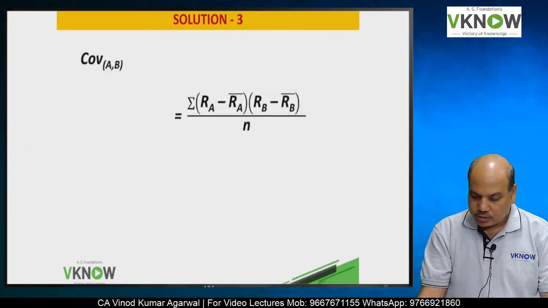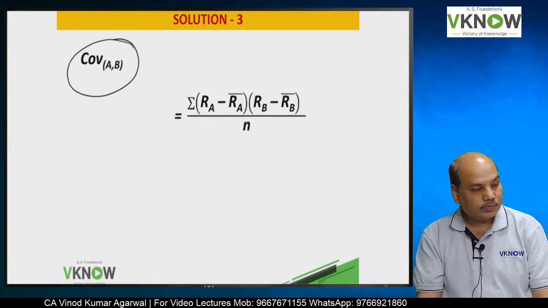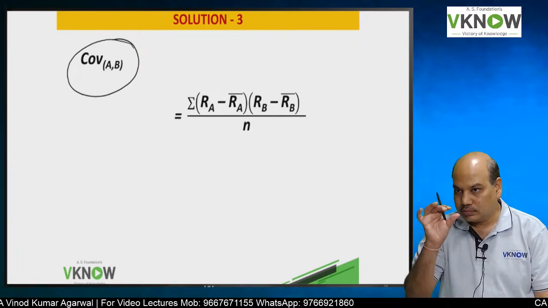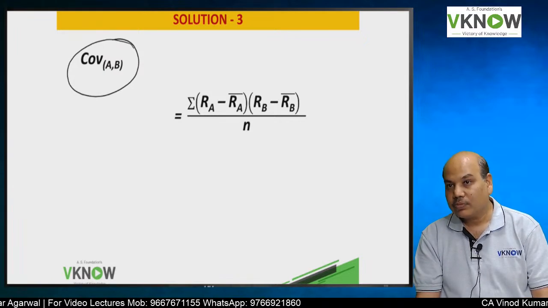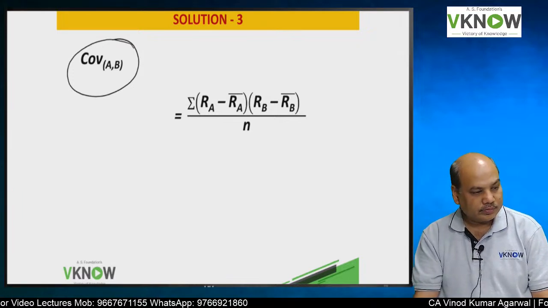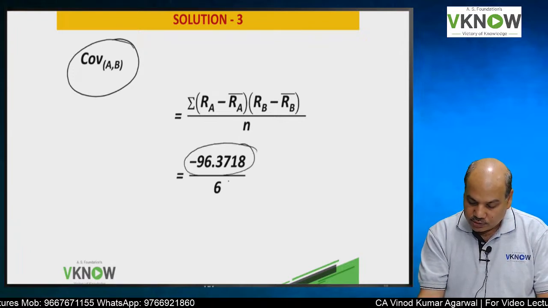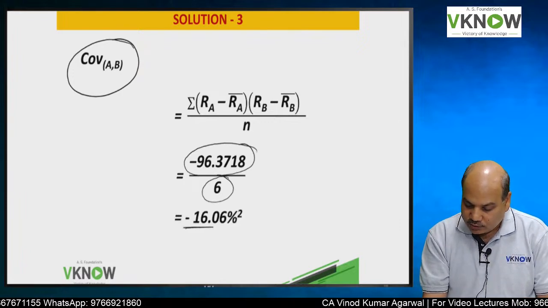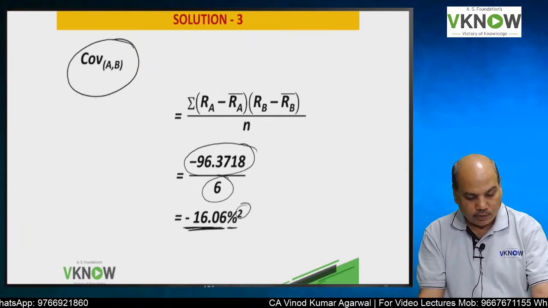Check the total. Then write down the formula of covariance between A and B. Covariance between A and B is summation of RA minus RA bar into RB minus RB bar divided by N. This is your total of the previous answer divided by 6 observations. Covariance is written as minus 16.06 percentage square. This is the symbol for covariance.